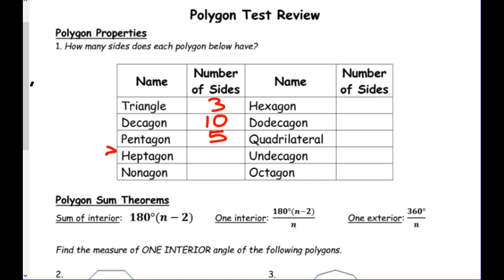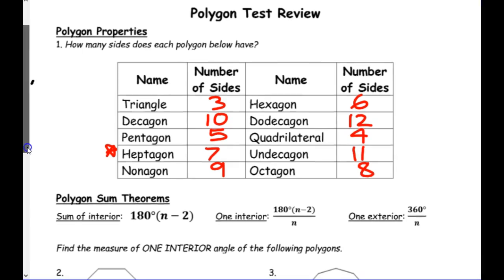Heptagon, that's the hard one, right? That one's 7. Nonagon, non sounds like 9. Hexagon has an X, 6 has an X. Dodecagon, I think of dos, I think of 12. Quadrilateral is 4. Undecagon, I think of uno, it's 11. Octagon, like an octopus, is 8.